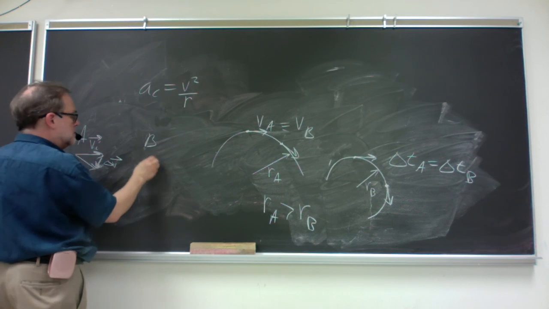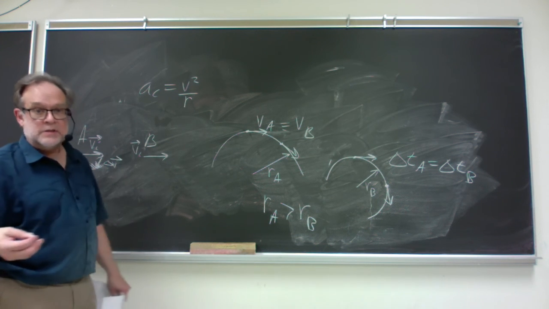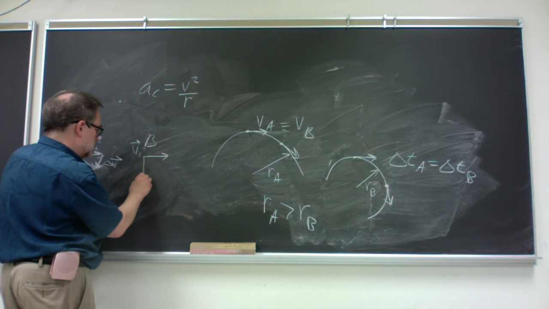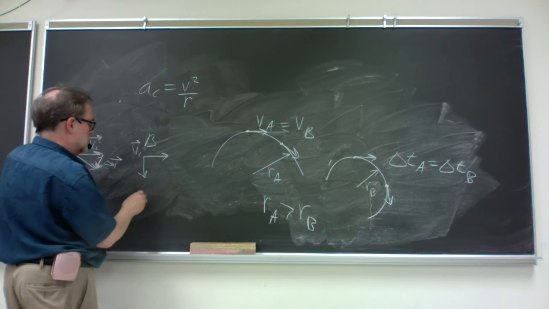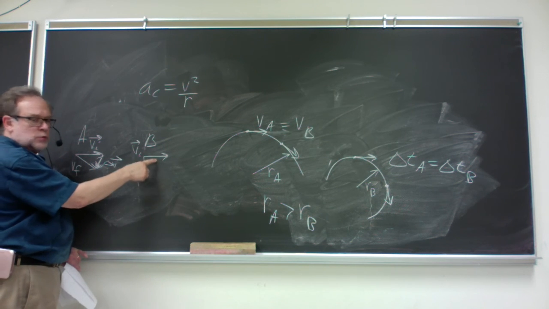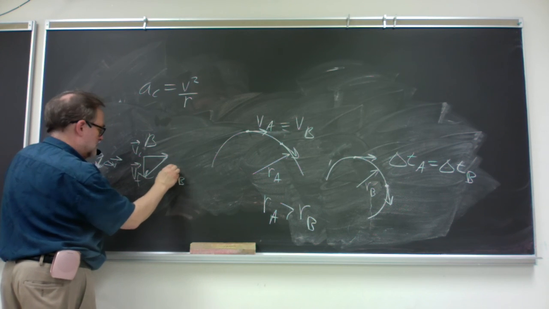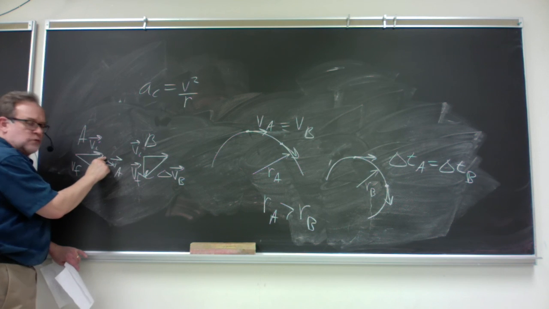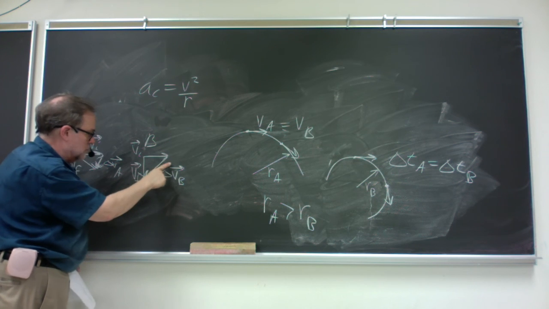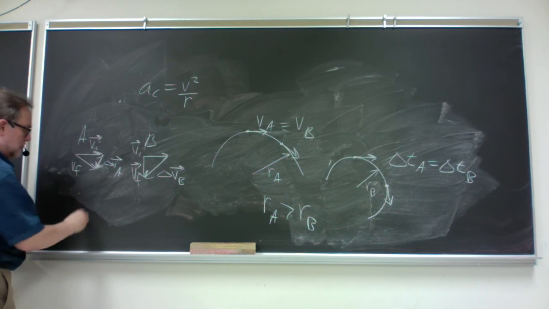And then for B, there's the initial velocity, which is just the same as A's initial velocity, because now they have the same speed, and then here's B's final velocity. And to get from this velocity to this velocity, what do we add to this? We added that much extra velocity. So there's delta V for A, just this big, which looks like only about half of delta V for B.